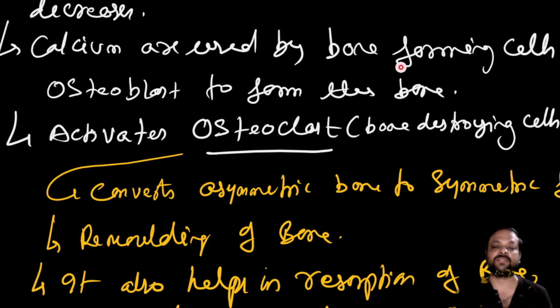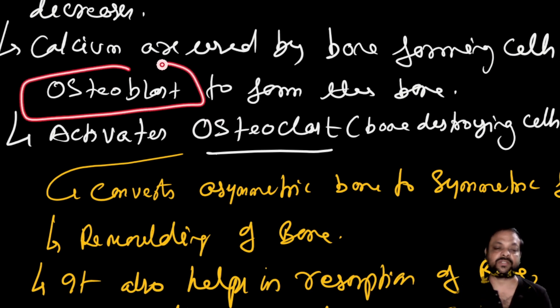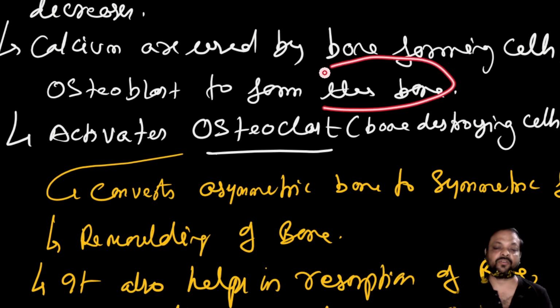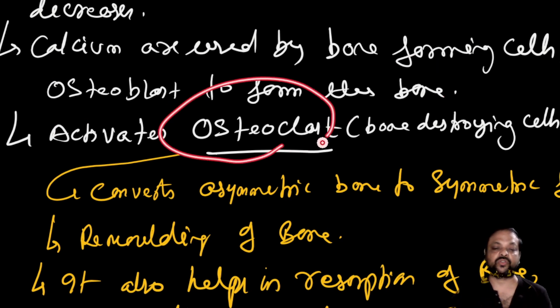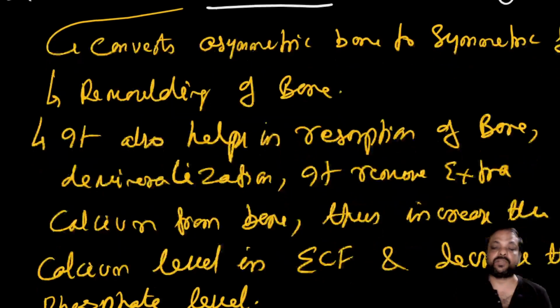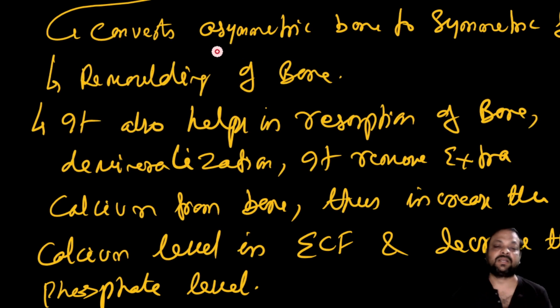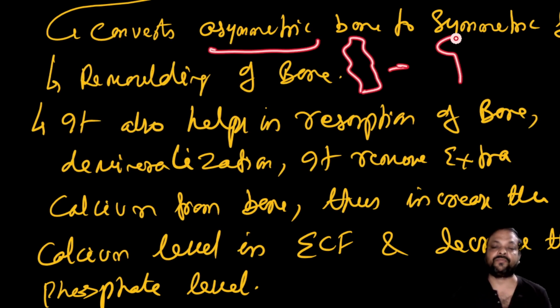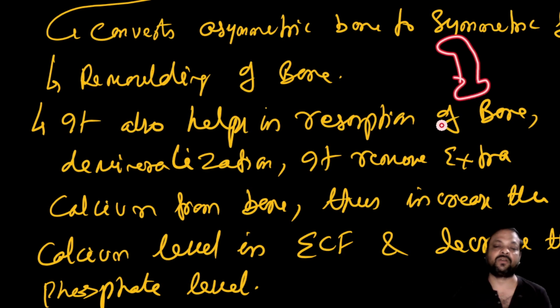And bone formation is done by special cells called bone forming cells. They are called osteoblasts, young bone cells, and they help in the formation of bones. Simultaneously, it also activates osteoclast cells, the bone destroying cells. These bone destroying cells help in converting irregular bones to a regular form of bone. Got it? So asymmetric bone is converted to symmetric bone by remodeling.